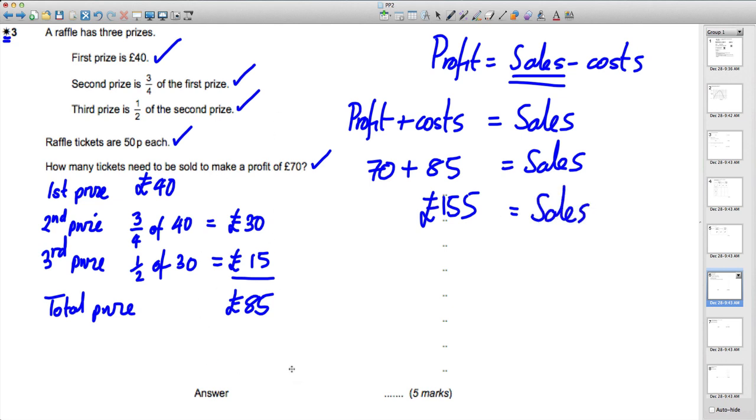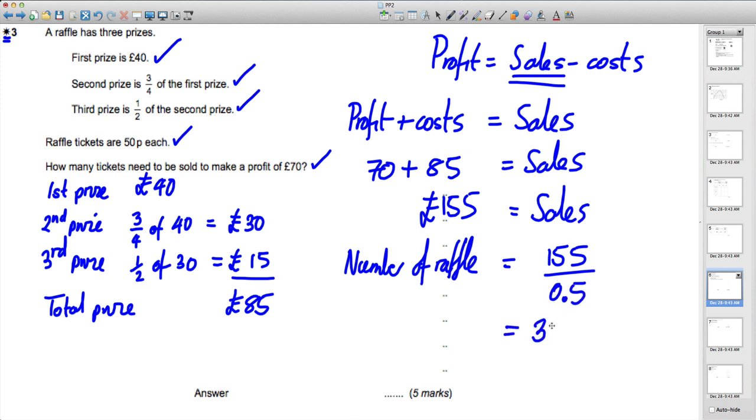You should work down the page here, I'm just running out of space. Now, raffle tickets are 50p each. How many do you have to sell? So number of raffle tickets must be the sales you need, 155 over 50p, which is £0.5, divided by half is the same as timesing by 2, so this is 310. So that is 310, not pounds there, 310 raffle tickets. Okay, and you're done there. How many tickets need to be sold? 310 is your answer, underline it.